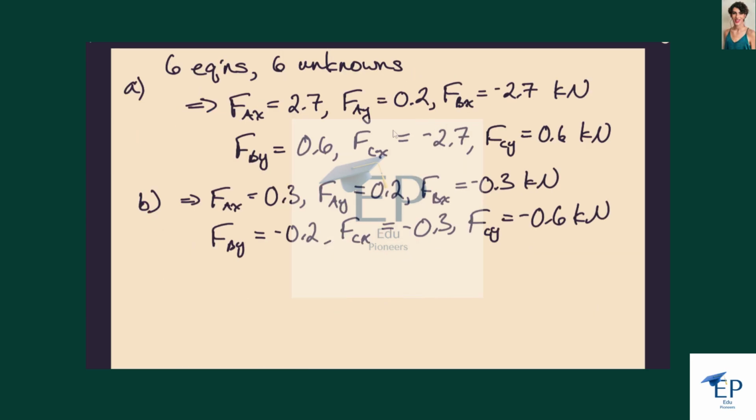we find that our reaction forces are, at A, 2.7 kilonewtons in the horizontal direction and 0.2 in the vertical. At B, minus 2.7 in the horizontal, 0.6 in the vertical. At C, minus 2.7 in the horizontal and 0.6 in the vertical.